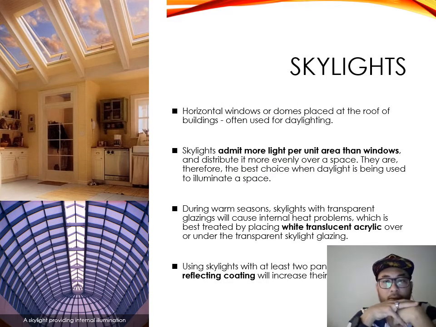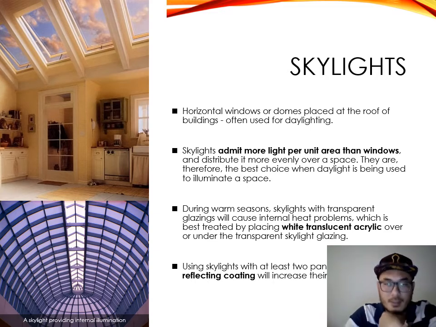Skylights. Horizontal windows or domes placed at the roof of buildings, often used for daylighting. Skylights admit more light per unit area than any windows and distribute it more evenly over a space. They are therefore the best choice when daylight is being used to illuminate a space.